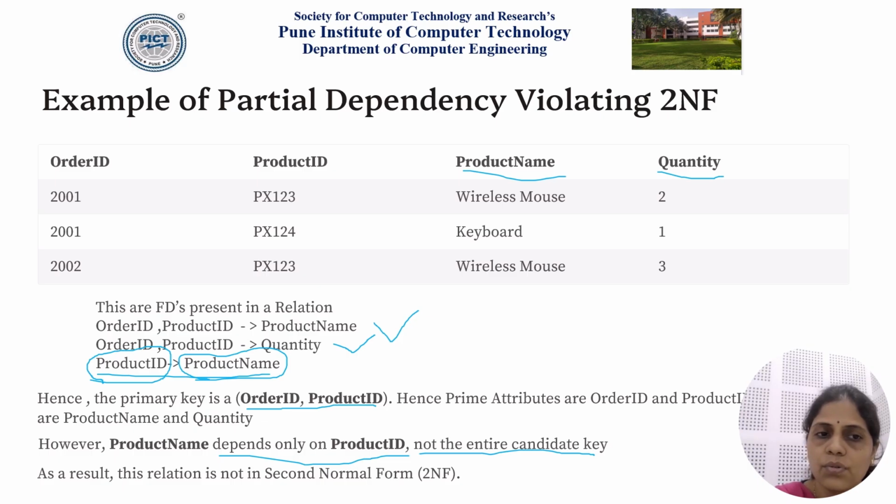So what do we have to do? We have to convert this relation into another form of tables which will follow the 2NF rule. We have to decompose our relation into smaller tables.